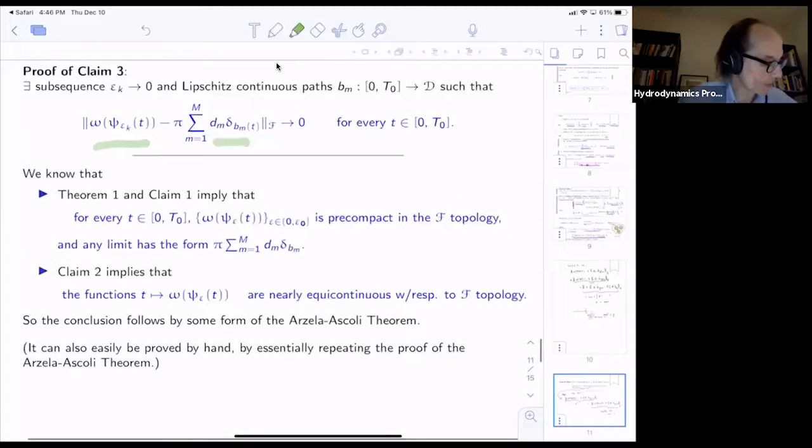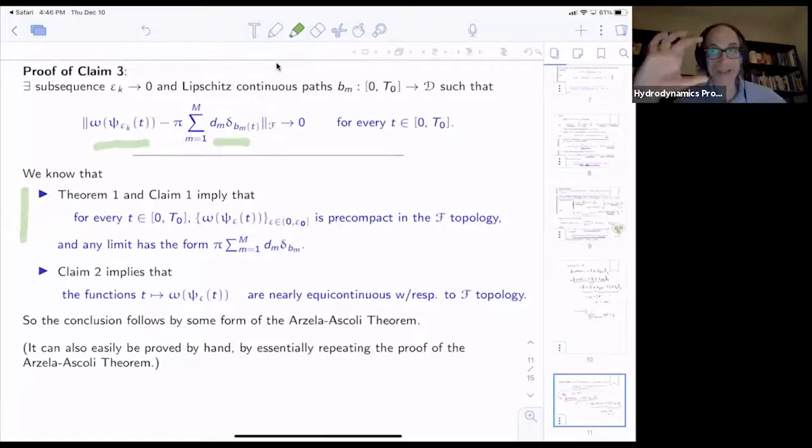So first of all, claim 1 tells us that in this interval from 0 to t naught, the hypotheses of theorem 1 are satisfied. Theorem 1 tells us that the conclusion is that the vorticity is very close to a sum of exactly m delta functions, very close in this flat norm. And so it's pretty easy to see that the set of measures that are sums of m delta functions with coefficients plus or minus 1 is compact in any reasonable weak topology, for example, including this flat norm topology.